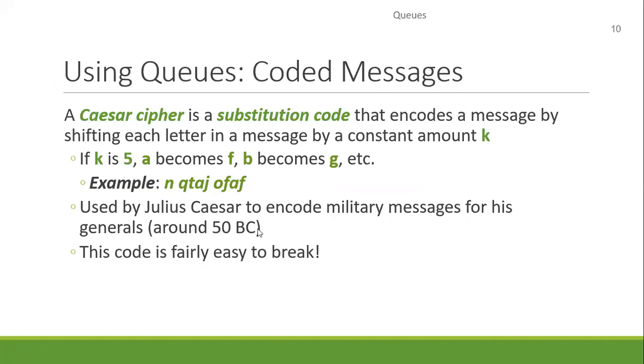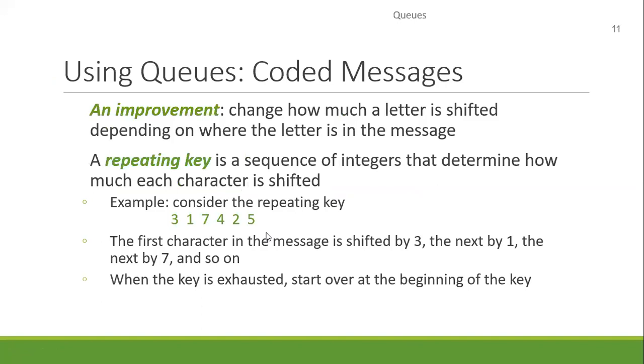Then they found out another way. So instead of using one single key, that means k equals 1 or k equals 2, you can actually use multiple keys. So 317425. What does this mean? That means the first letter will be shifted 3, the second letter will be shifted 1, the third letter will be shifted 7, the fourth letter will be shifted 4. So we are using multiple values of k.